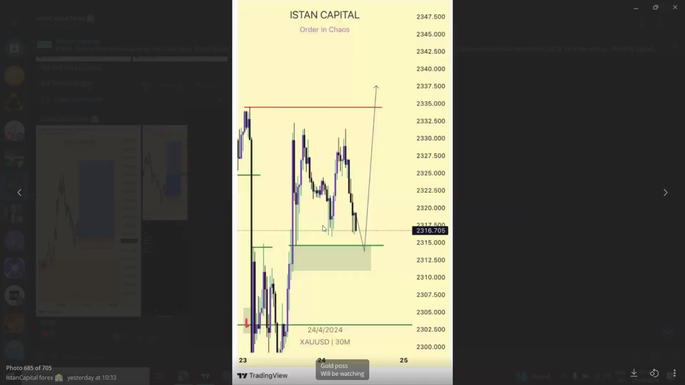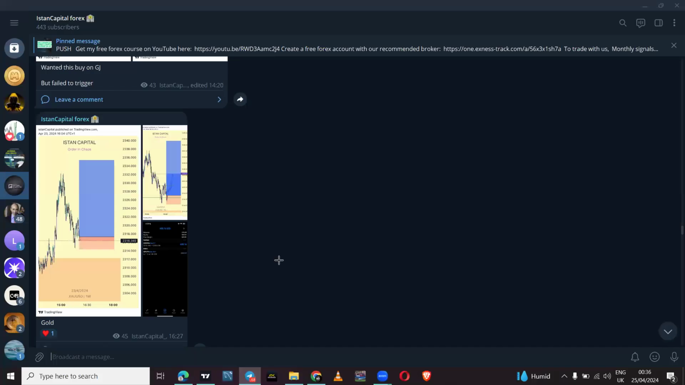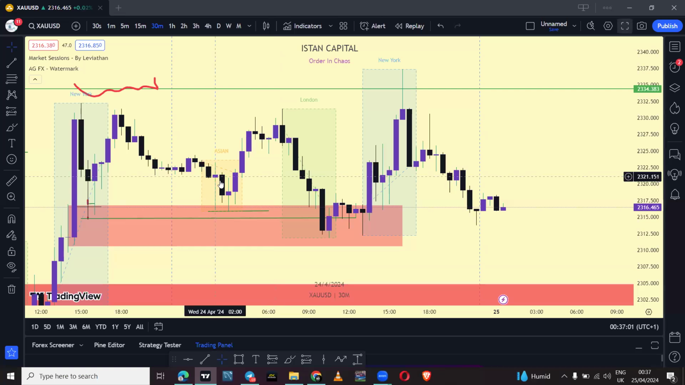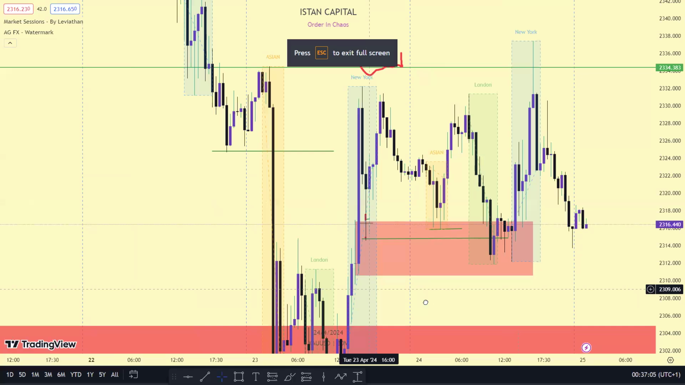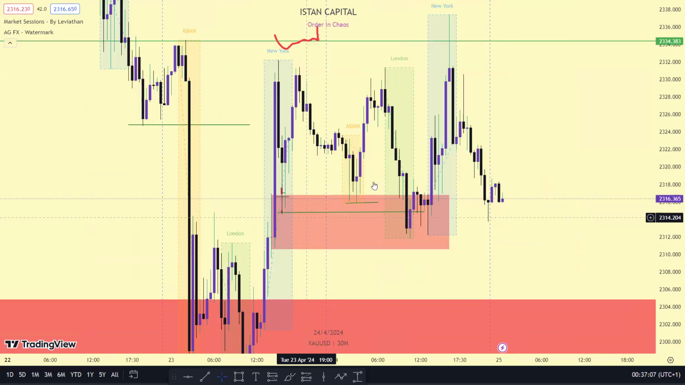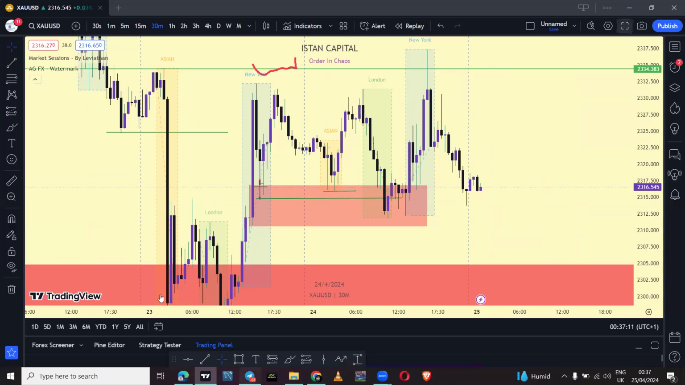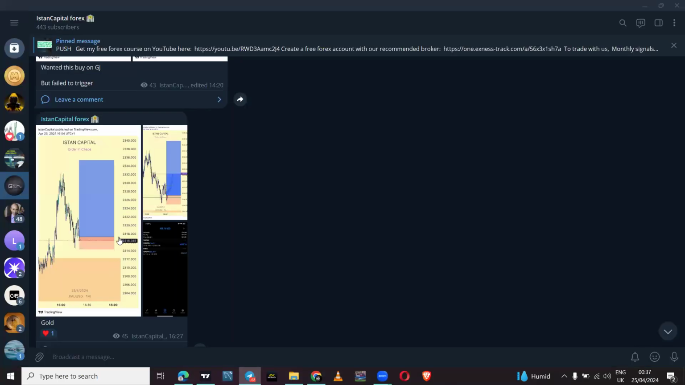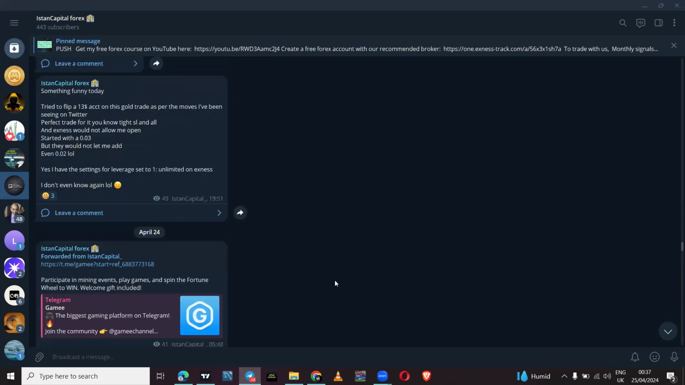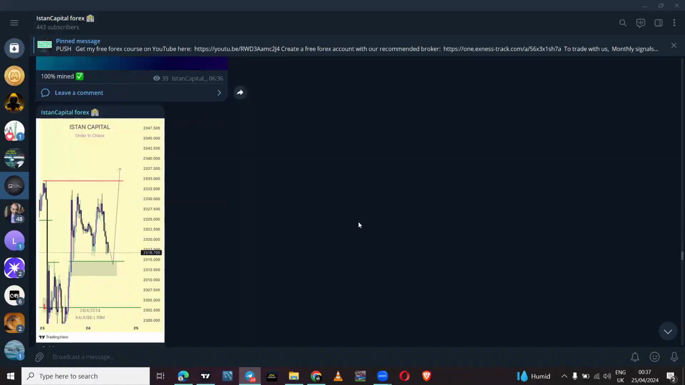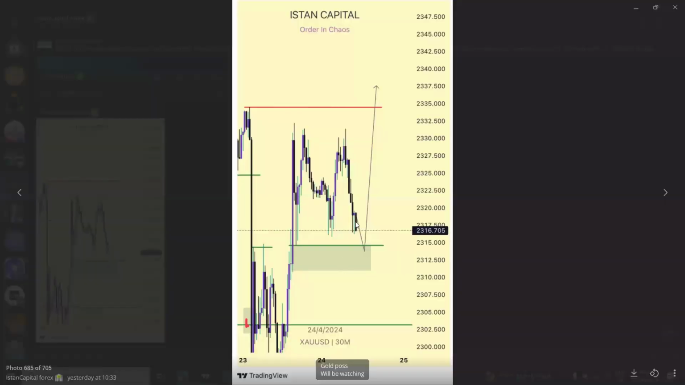So I came in again today. This is a 30-minute chart, the same zone I showed you guys just now. I said I want to buy from this zone, right? And you can see that was today. You can see the zone I was looking to buy from.